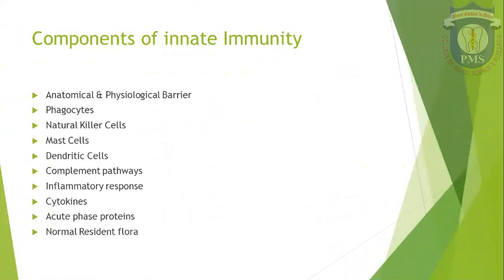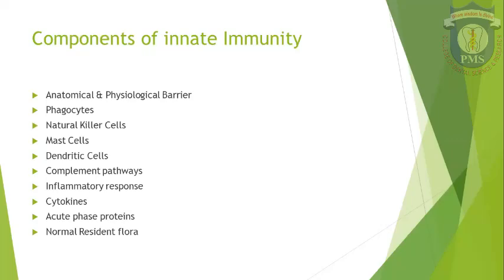So up to this, we had discussed what is immunity, what are the two types of immunity, that is innate immunity and acquired, what are the three types of innate immunity, that is species, racial and individual immunity, and later on we had discussed the mechanism of innate immunity. Next, we will move on to the components of innate immunity.